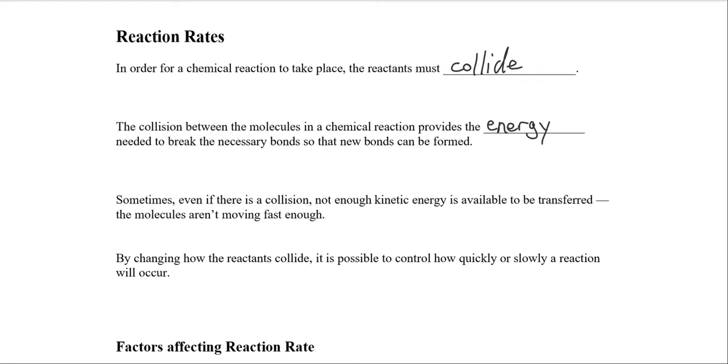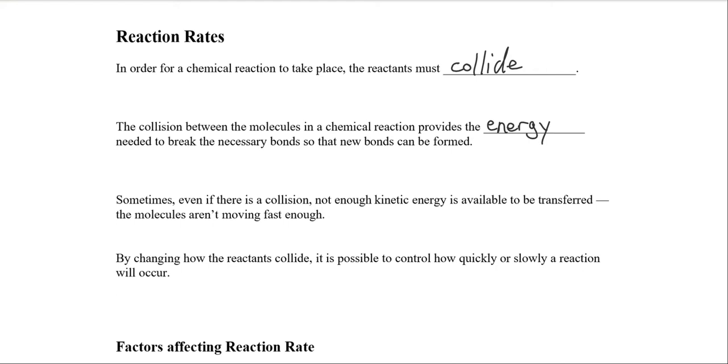The collision between molecules in a chemical reaction provides the energy needed to break the bonds that are in the pre-existing chemical molecules so they split apart into their parts, and provides enough energy that new bonds can be formed, so there could be new chemicals. Sometimes, even if there is a collision, there's not enough kinetic energy available to be transferred. So sometimes even with those collisions, no reaction will occur.